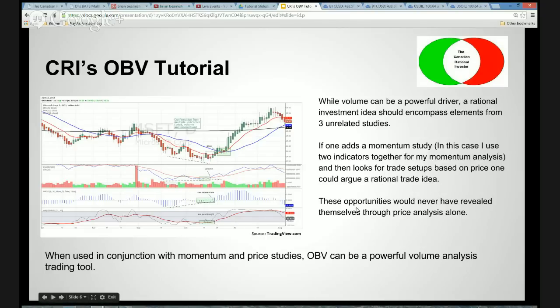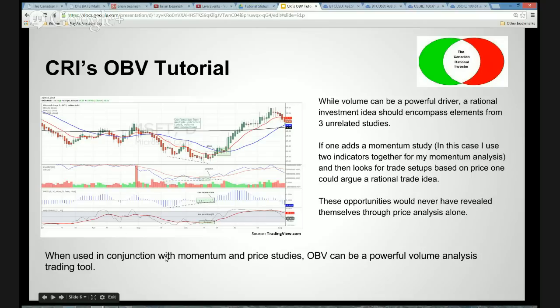I'd also point out, as you've heard me say before, that if you got rid of all of these indicator tools and just looked at price itself, this opportunity would never have revealed itself. Those that go off price action alone, if an issue is making a lower high and lower low, would be bearish and would have missed this entire rally here.